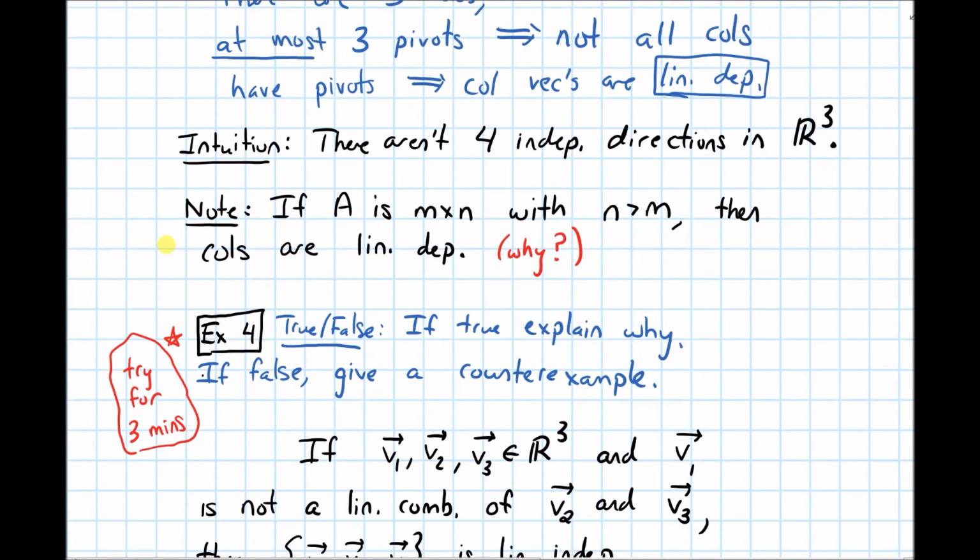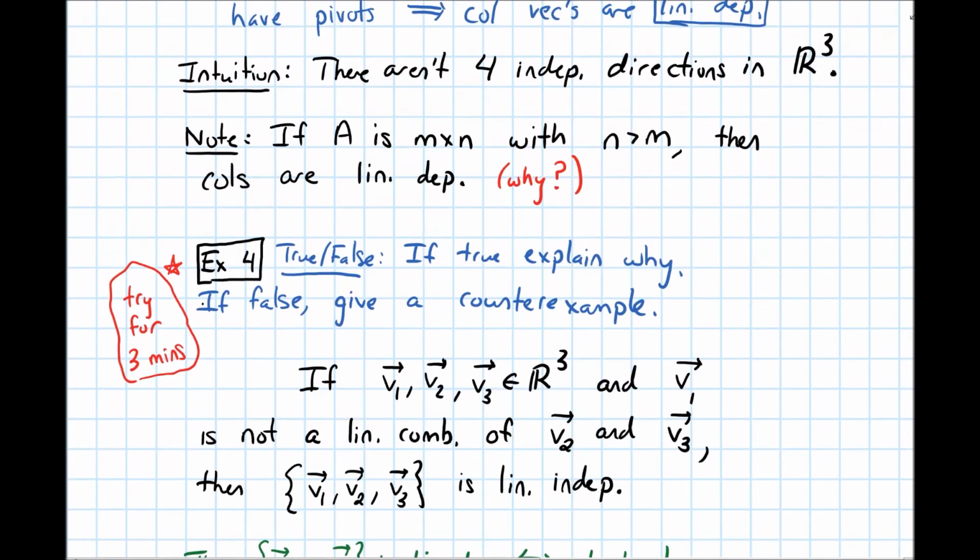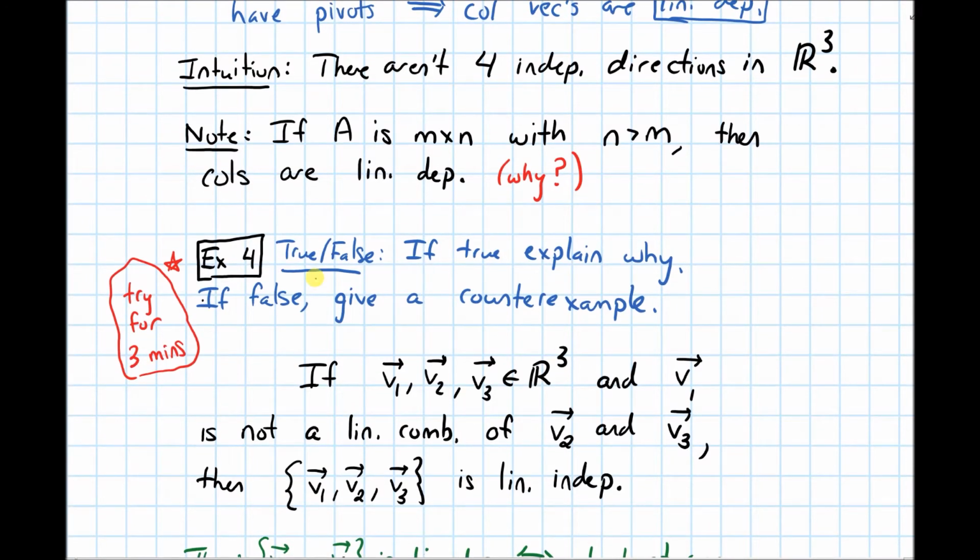So this is a true or false question. The statement is, if v1, v2, and v3 are elements of R3, and v1 is not a linear combination of v2 and v3, then the set of vectors v1, v2, and v3 is linearly independent.